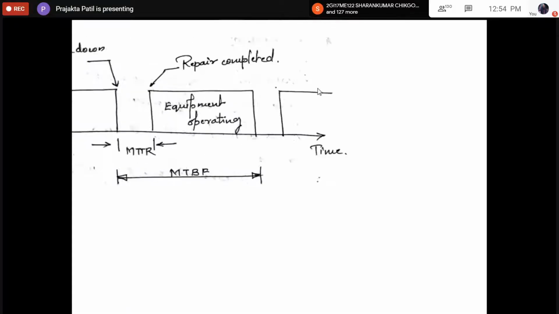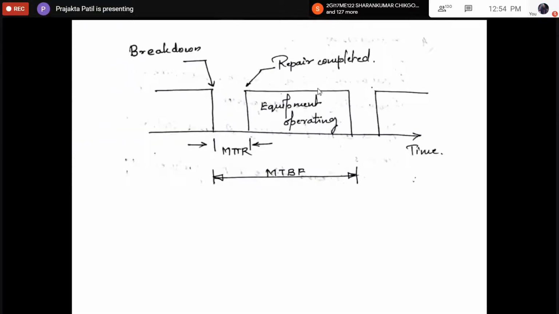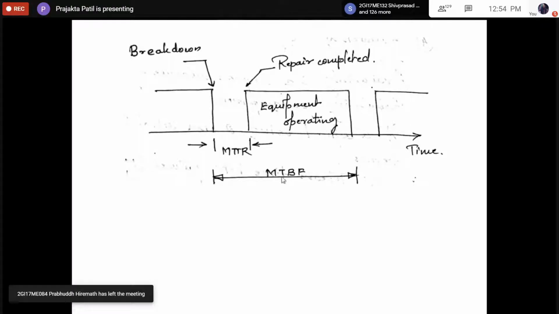Okay, so this is one figure which represents the time scale, which shows mean time between failure and mean time to repair, which is used to define this availability. On this time scale, you have this box which represents the actual time for which an equipment is operating without any flaws, without any breakdowns. Boxes 1, 2, and 3 represent the proper functioning time of a particular equipment.